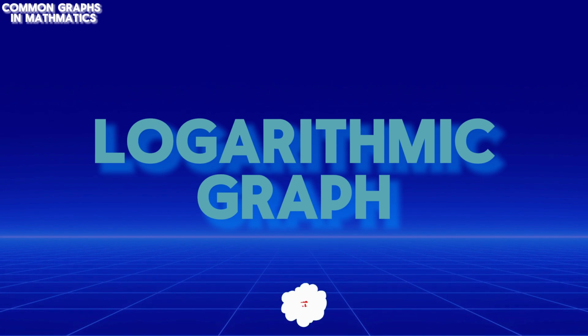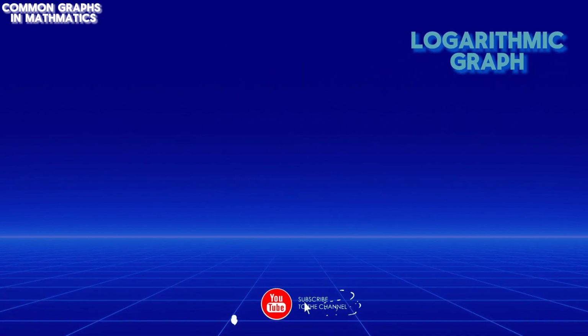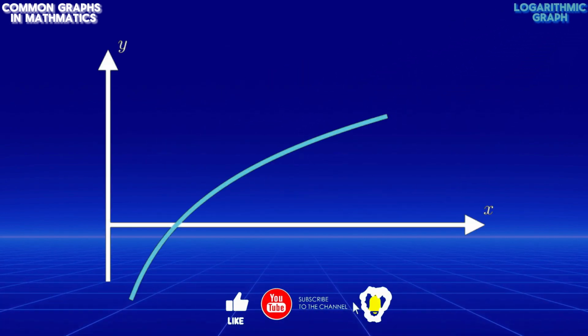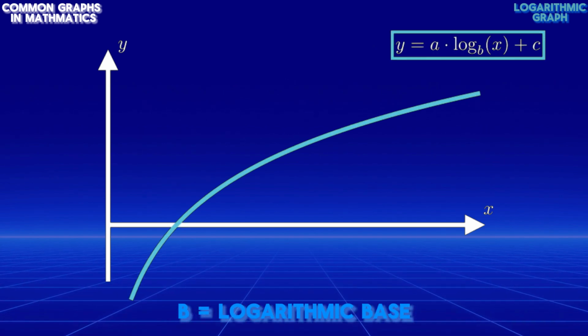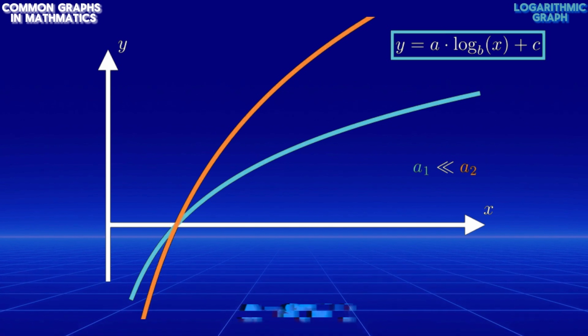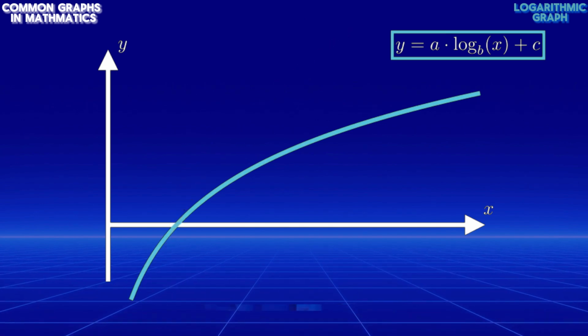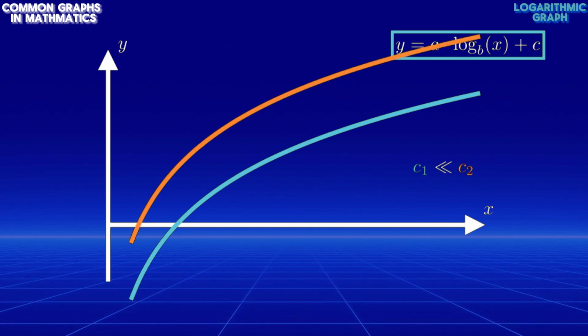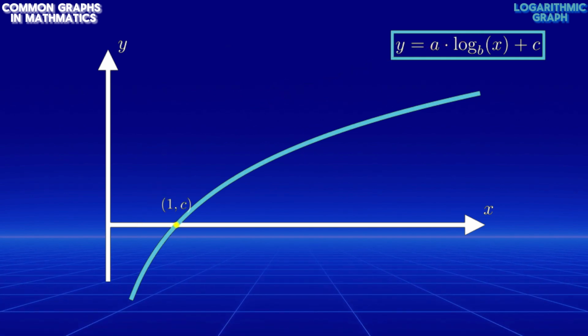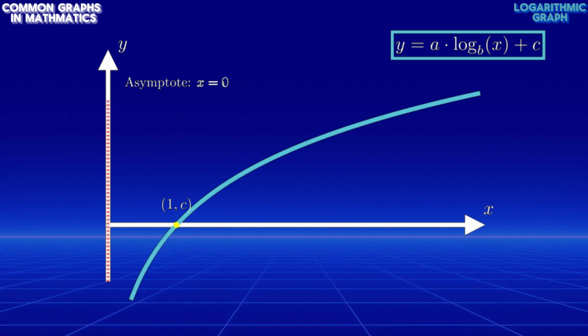Logarithmic graphs are the inverse of exponential graphs, with the general equation shown on the screen, where b is the base, a scales the graph, and c shifts the graph vertically. These graphs increase slowly and never reach the y-axis, which acts as a vertical asymptote.